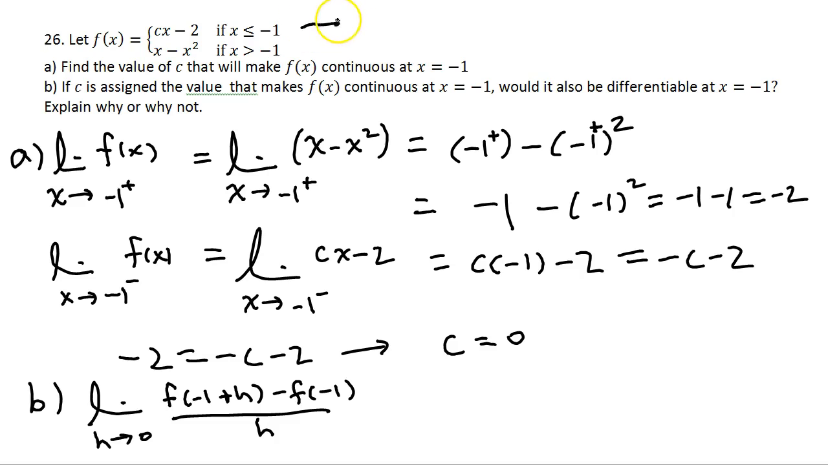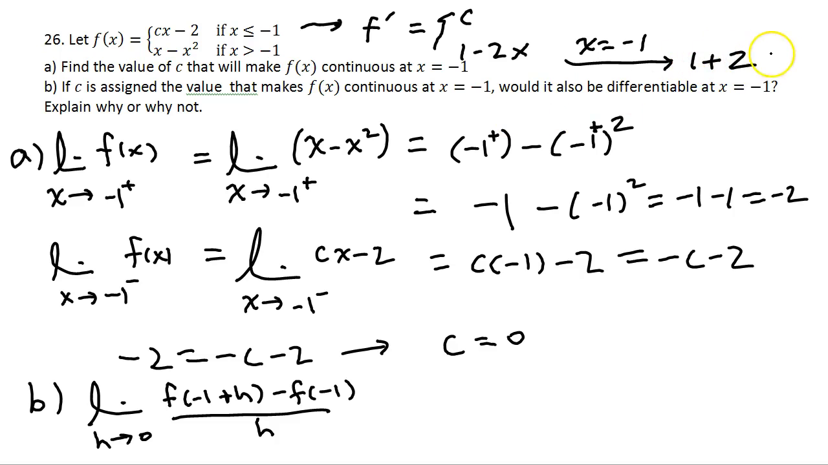So if you differentiate, then you're going to get c, or 1 minus 2x, right? And because this is just before -1, this is the left derivative, and 1 minus 2x is the right derivative. And when you think about the derivative at -1, when x is equal to -1, this evaluates to 1 plus 2, so that's 3. And because c is equal to 0, this is just 0.